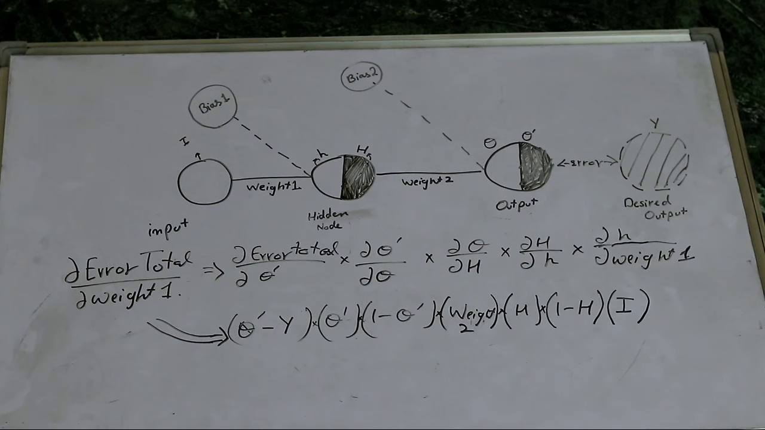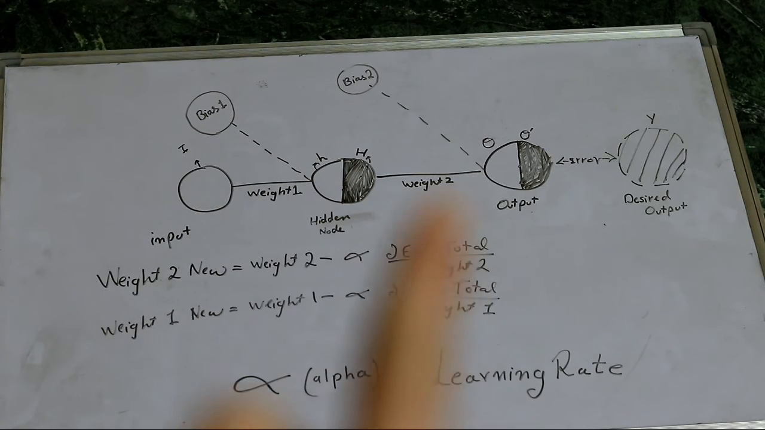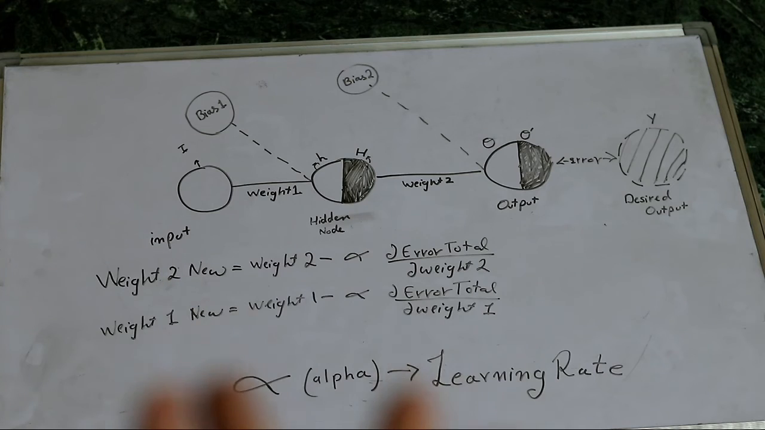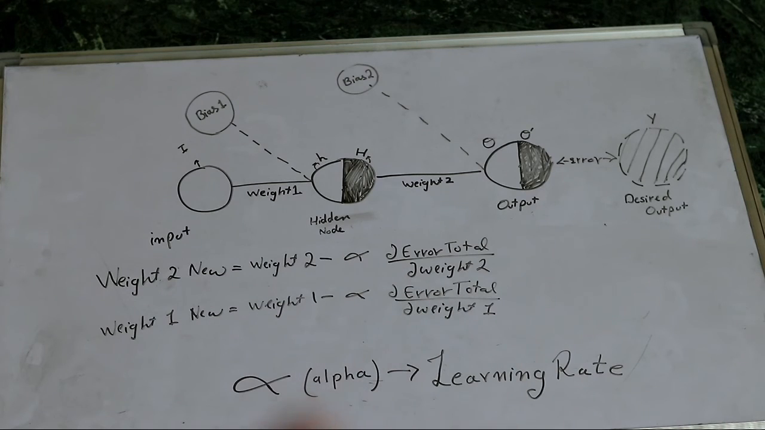But how do you do it? You can't just replace it. That would totally screw up the network. But there is a way, I'll tell you. This is how you change the weights. Weight 2 becomes weight 2 new, which is equal to the previous weight minus alpha times the change. Same for weight 1: weight 1 new is equal to the previous weight 1 minus alpha times the change required.